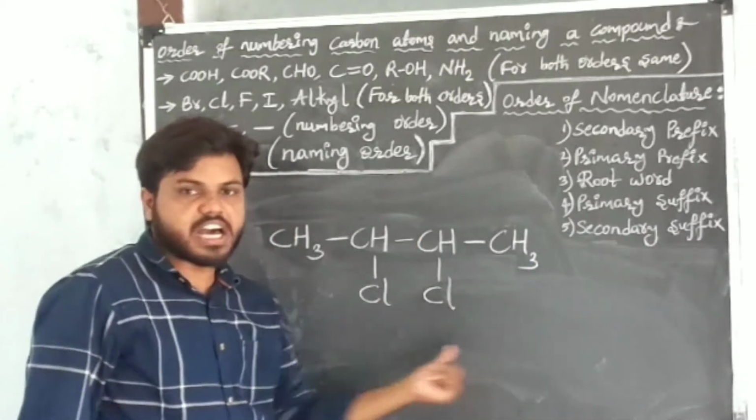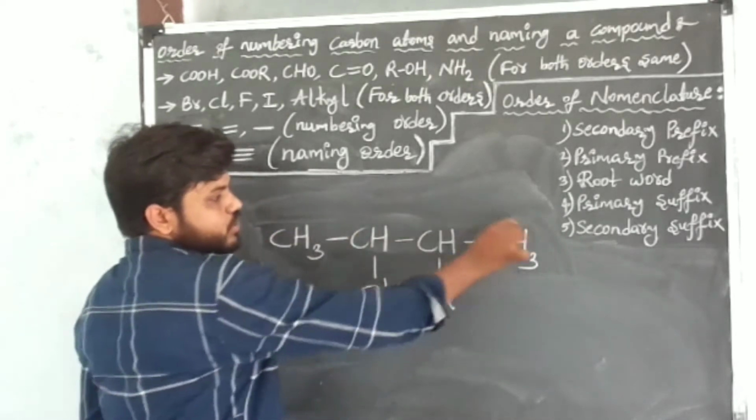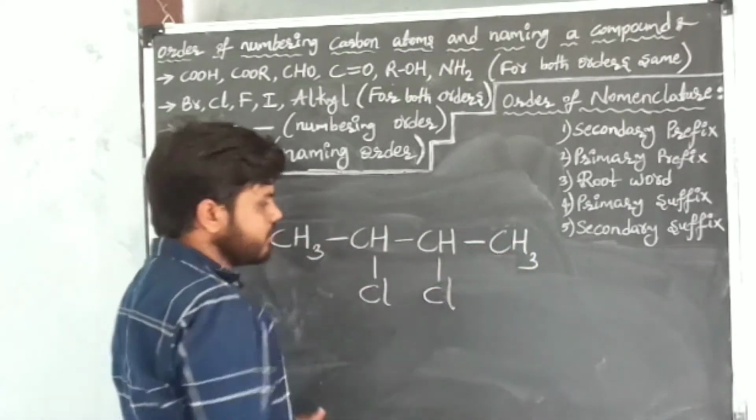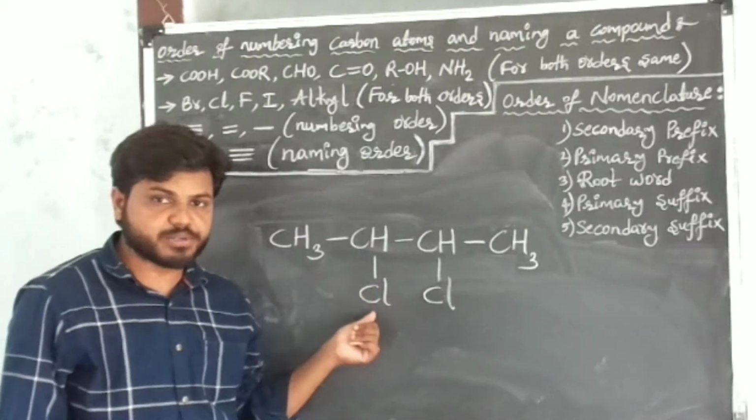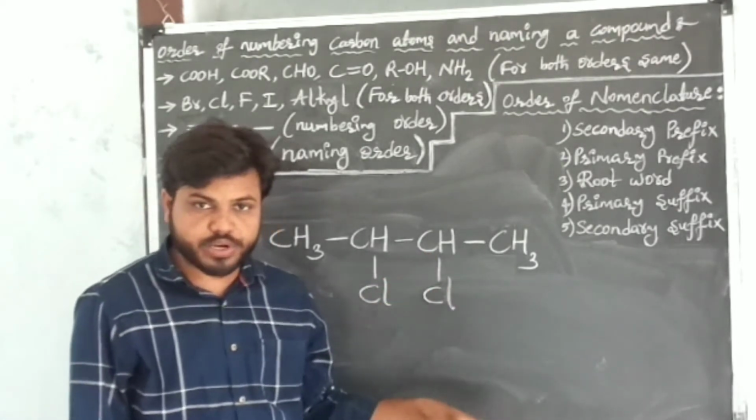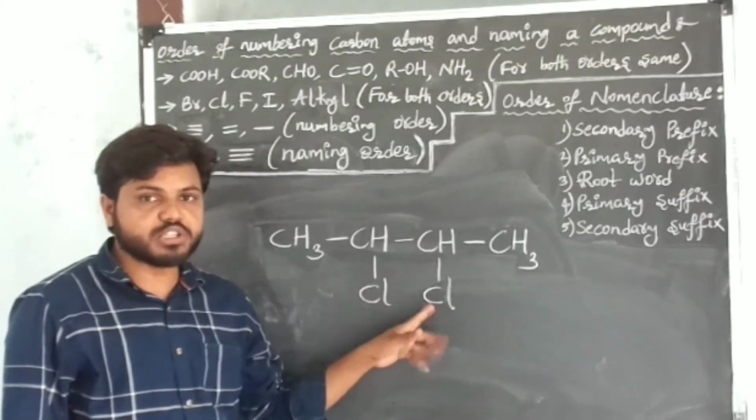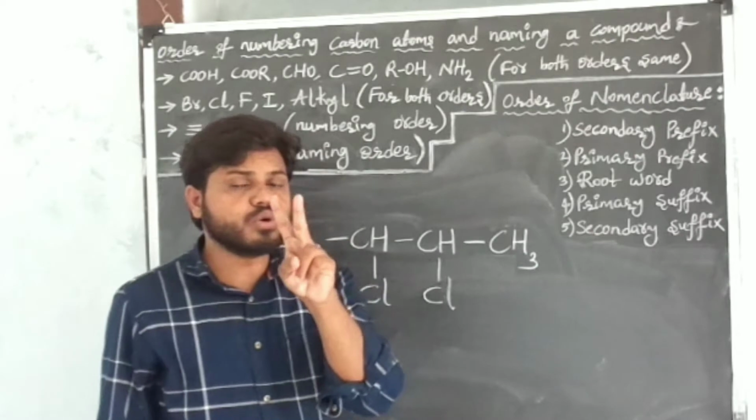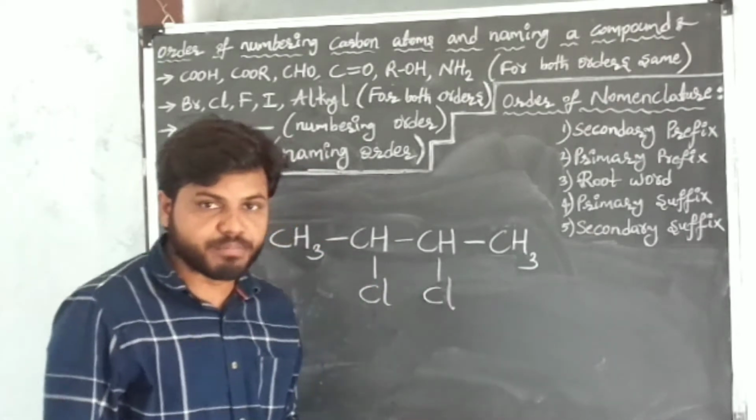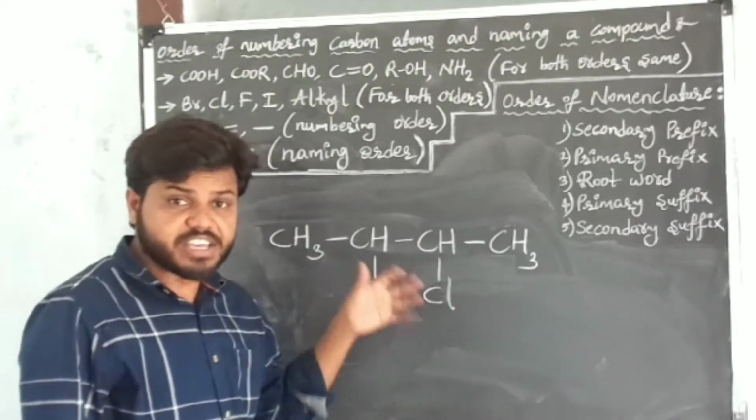This is the given carbon compound. This is the principal chain of the carbon compound. At this carbon there is one substituent, that is chlorine. At another carbon there is also one substituent, chlorine. Total 2 chlorines are present in the given carbon compound.